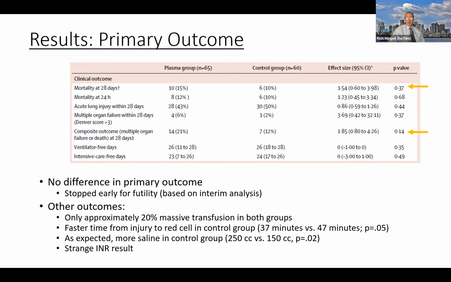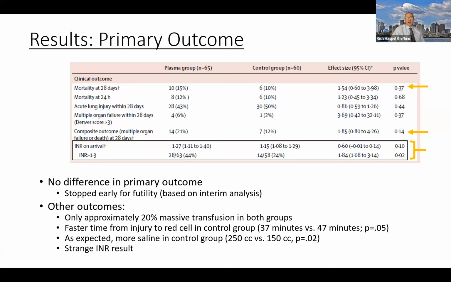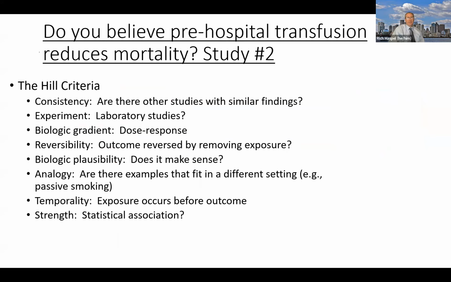There was faster time to getting a red cell in the control group, maybe because they didn't have to try to figure out how to give a transfusion and they could get them to the hospital quicker. As expected, there was more saline in the control group. There's also this strange INR result where actually the INR was lower in the control group. So we'll talk a little bit more about that.